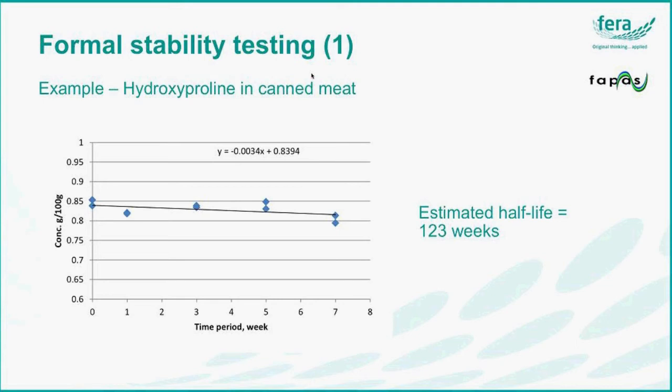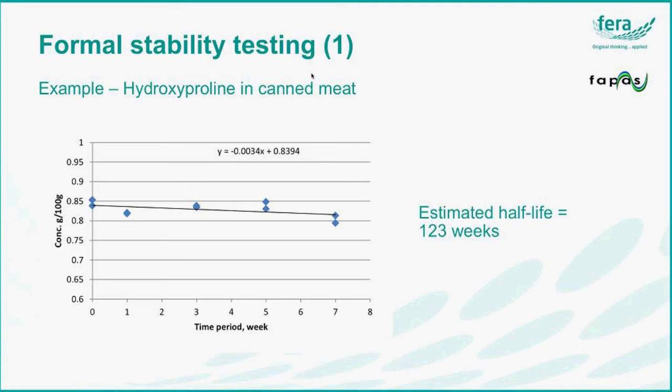The samples are put at regular intervals into extreme conditions and then analysed against a sample that is stored at ideal conditions. And we can plot a graph, as we see here, which shows a slight downward trend indicating potential instability.